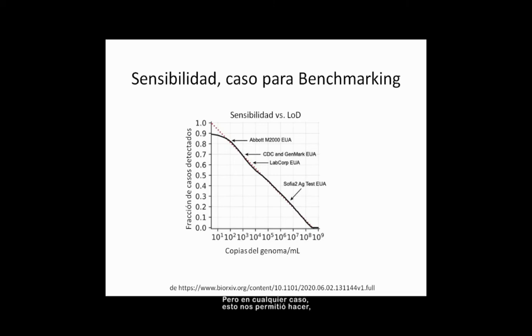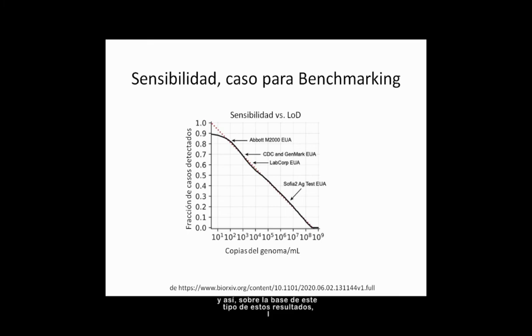But in either case, what that allowed us to do was then plot a cumulative distribution. Essentially what we're plotting here is, at every point on the x-axis, the fraction of cases that would be caught above a certain viral load. So, for example, approximately 80% of the results that we would expect would be caught with a viral load above 10 to the second genome copies per mil.